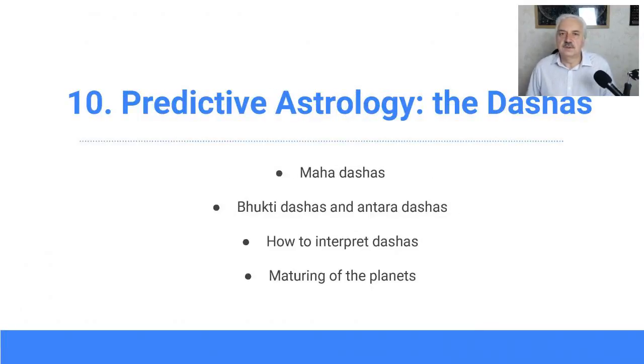That's a very important chapter, or lesson 10. This is where the predictive astrology starts. Basically, we have 3 types of periods: Mahadashas, Bhukti Dashas, and Antara Dashas. They are on different levels. First, the longest are Mahadashas, which are split into Bhukti, and then into small Antara Dashas, which could be 1 month long or a few months long.